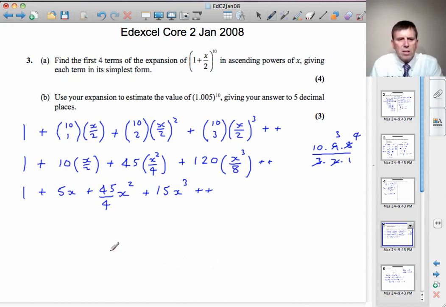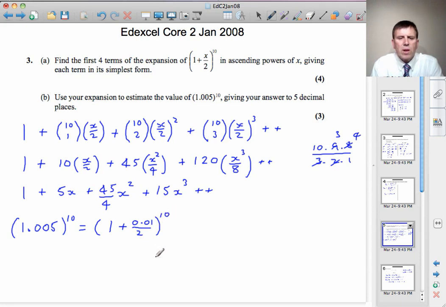Part B says use this expansion to estimate the value of 1.005 to the power 10, giving your answer to 5 decimal places. Well, we need to realize that we can write this as 1 plus, now what will x have to be? If I want this to be 0.005, this second term in the bracket, x will need to be 0.01, because when I divide that by 2, I would get the 0.005.